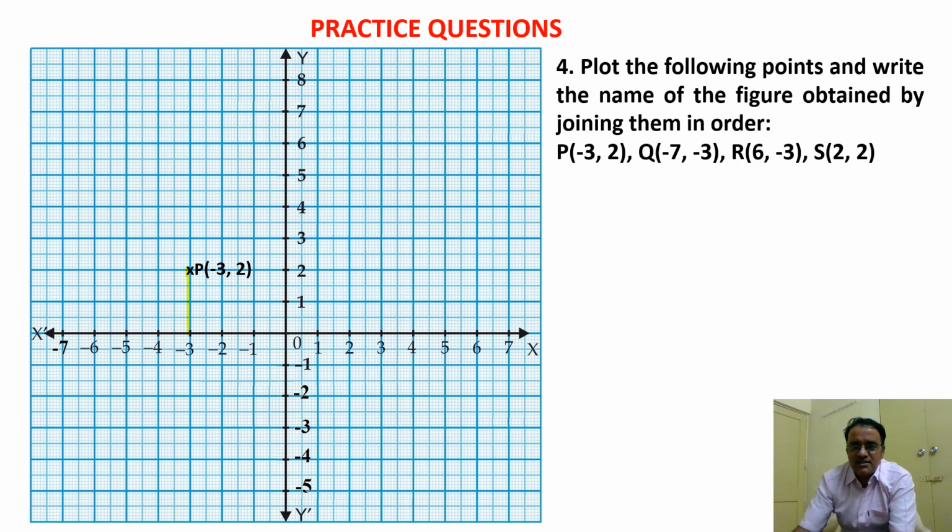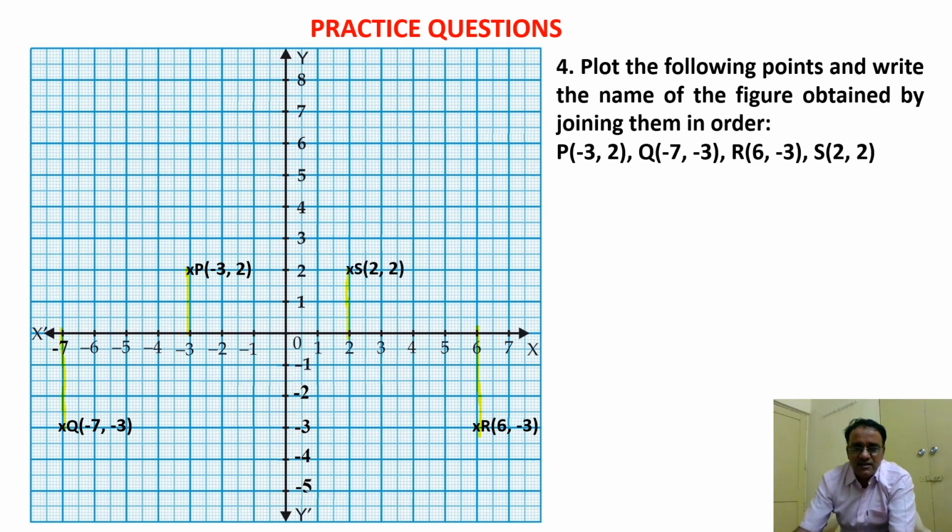Now next one is Q, (-7, -3). So we'll move towards -7, and -3 is down, so we'll move down up to -3. So this is the point, right? Now R is (6, -3). We move to 6 and then toward -3, it will be downward, up to -3. So this is (6, -3). Now next is (2, 2). We move to 2 and then upward up to 2.